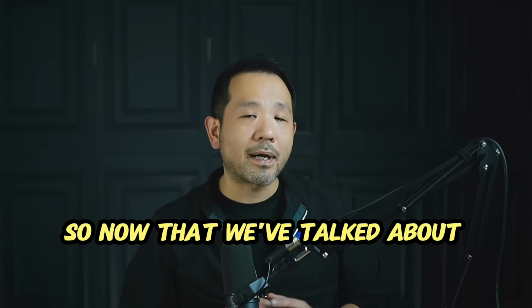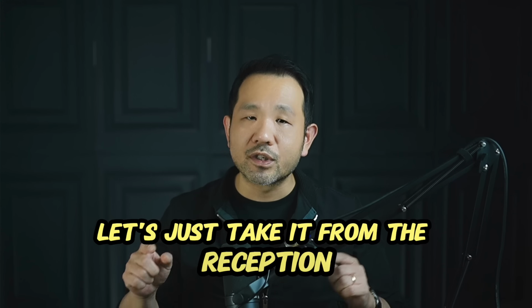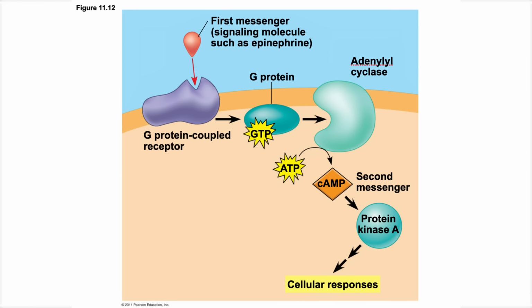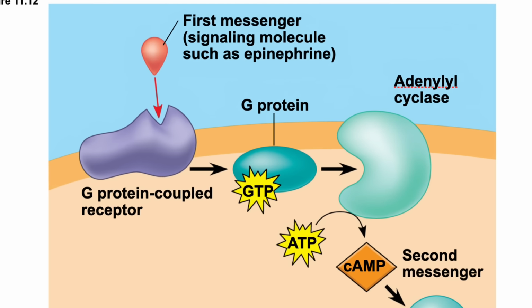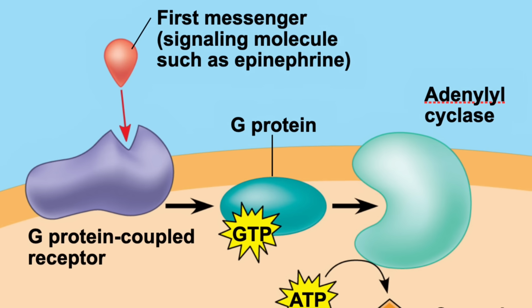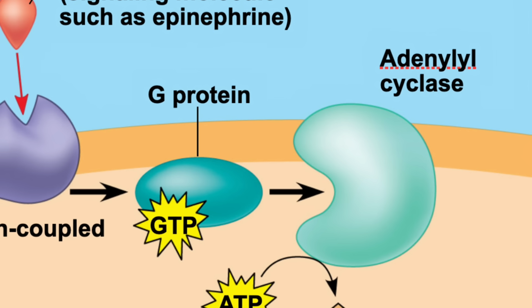So now that we've talked about second messengers, let's take it from the reception and see how this transduction all works out. So first we'll begin with our example of a G-protein coupled receptor. When that ligand binds, the G protein becomes activated with the attachment of GTP. It slides along the cell membrane and activates an enzyme.